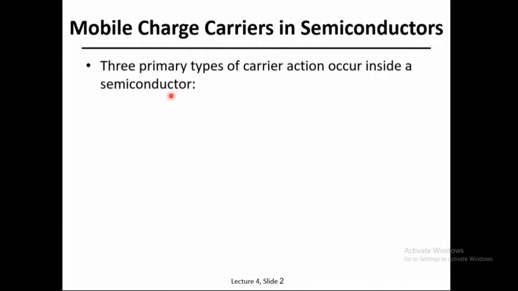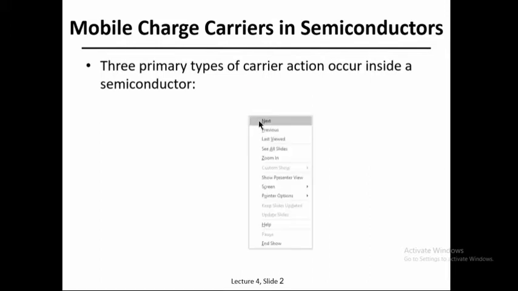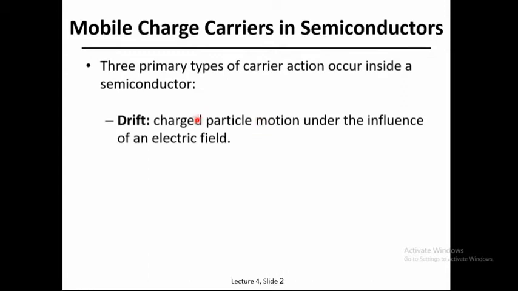There are three primary types of carrier action that occur inside a semiconductor. One of them is the drift, diffusion is the second one, and the recombination generation is the other one. But today we will be only talking about the drift. In the coming lectures, we will be discussing diffusion and recombination generation rate.